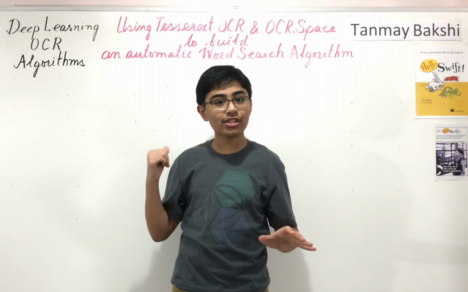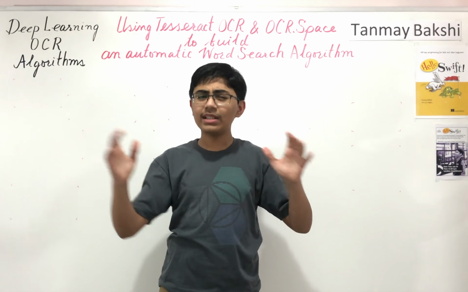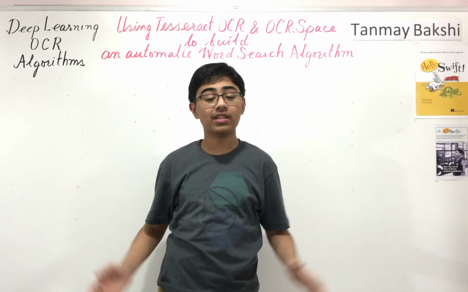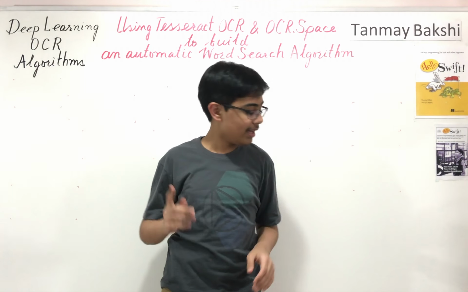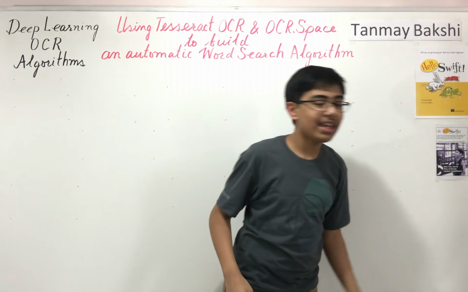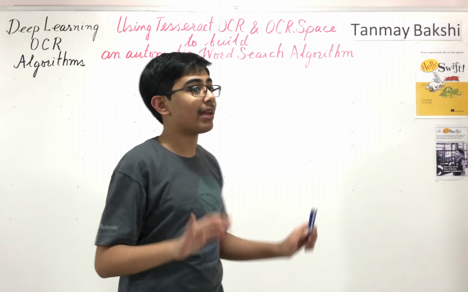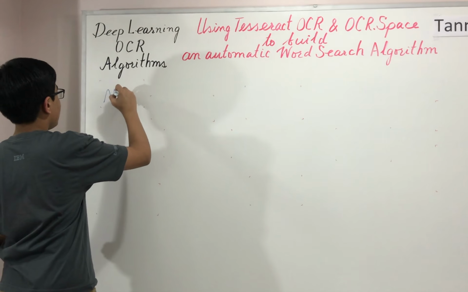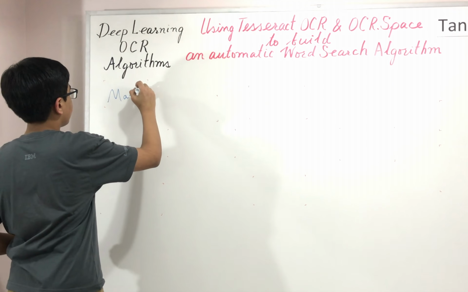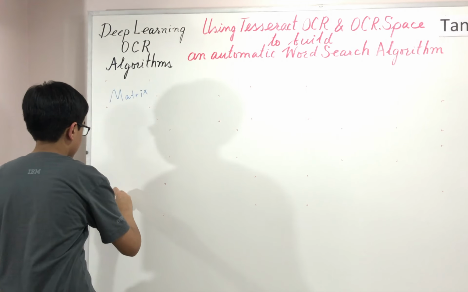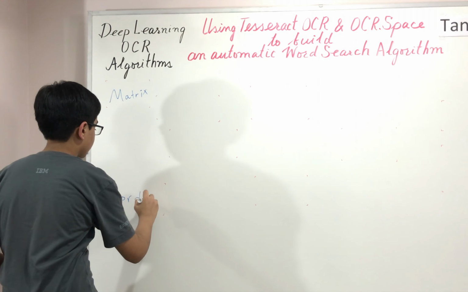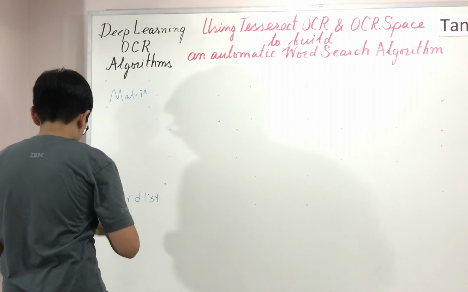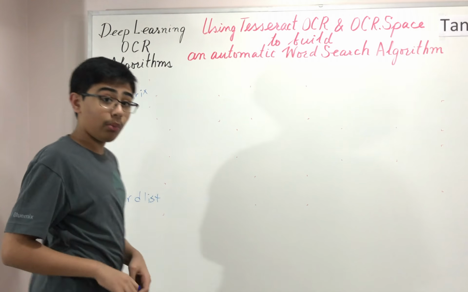Alright, so I'm just going to draw out a quick diagram to take a look at how this entire application is going to work in the back end. So let's take a look at how that works. And it actually begins with the most fundamental basic blocks, of course. And so these will be our matrix and, of course, our word list. Okay, so we've got our matrix and we've got our word list.